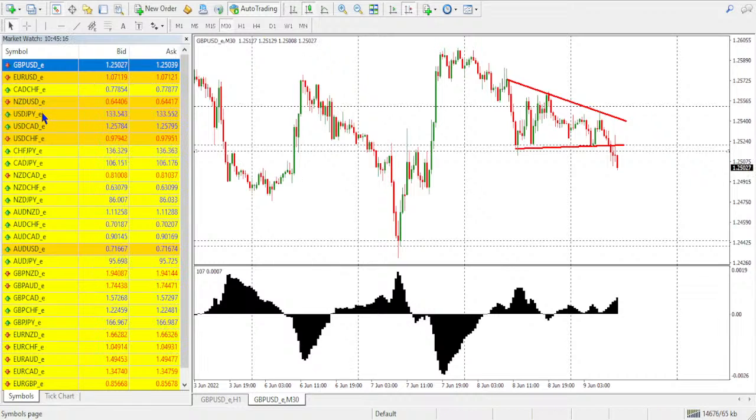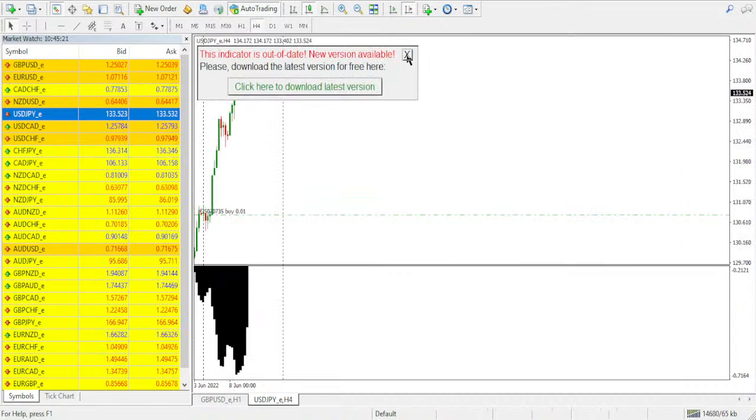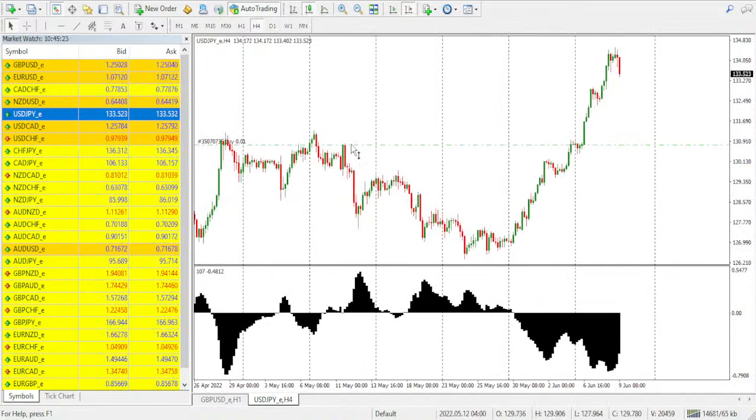The next chart is the US dollar Japanese yen. Temporarily, this is a sell. This is a downtrend. So we had a very good buy. We are still buyers on this side. You can see we took a buy position here. We are still holding onto that position.